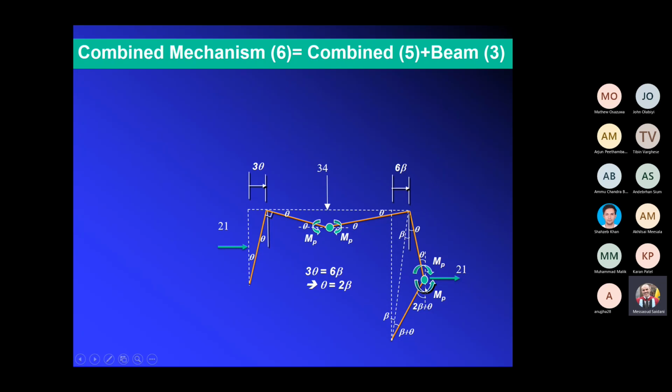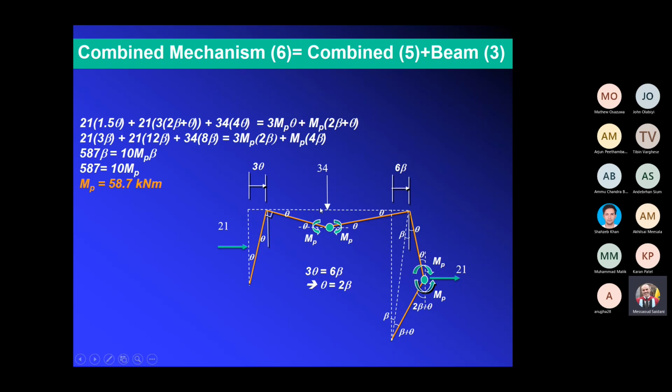And all we need to do now, because we know the angles, is write the external and internal work. So for the external work, I start from this side. We have 21 times the displacement here, which is half of 3 theta.